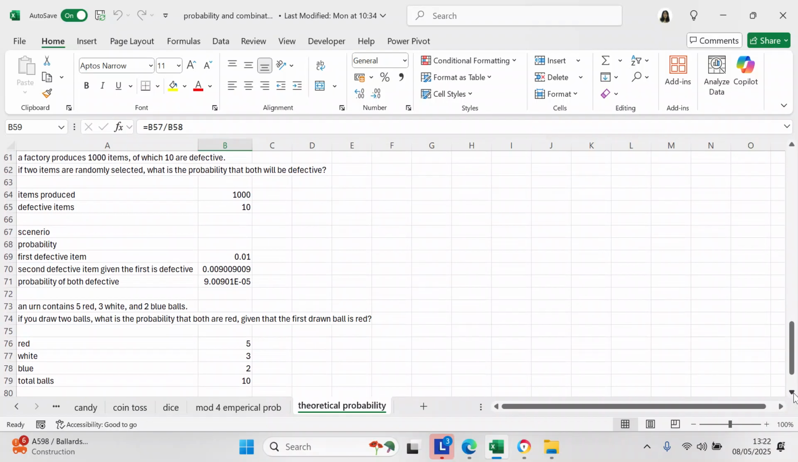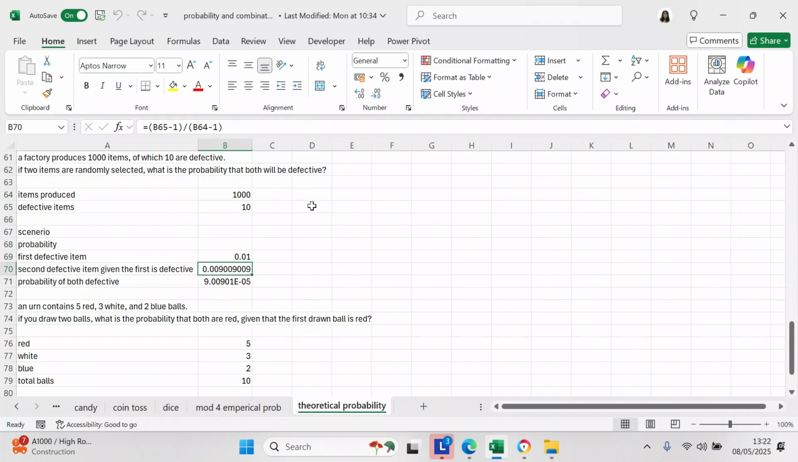So the next question we have is, a factory produces 1,000 items, of which 10 are defective. If 2 items are randomly selected, what is the probability that both will be defective? So you've got 1,000 items produced, and you've got 10 defective items. And then you've got a scenario of the probability. So for the first defective item, the probability is going to be 0.01.